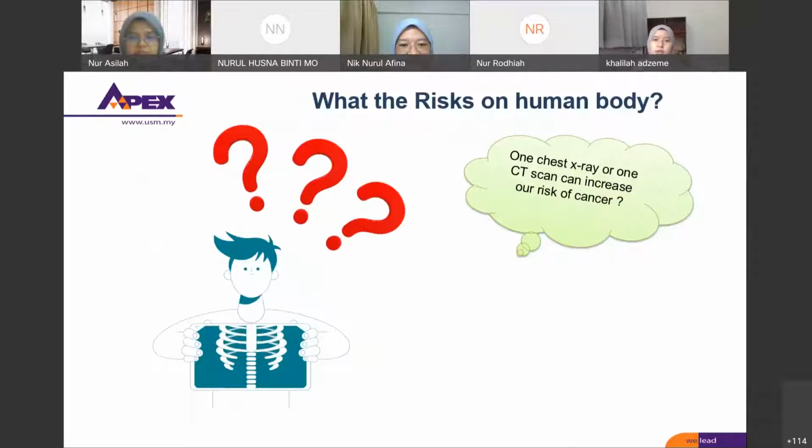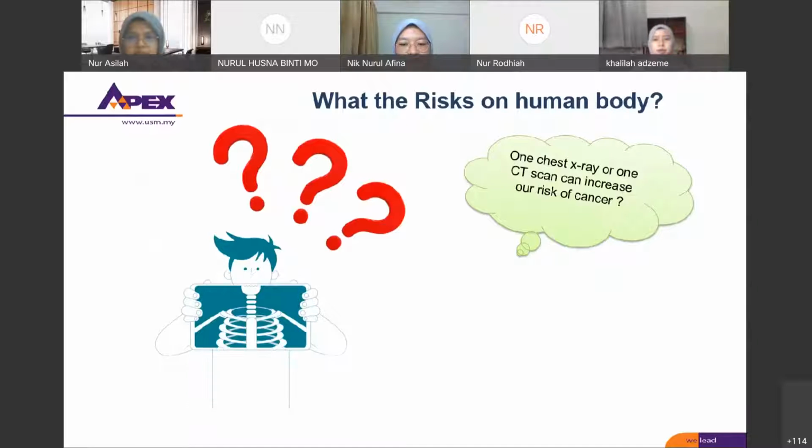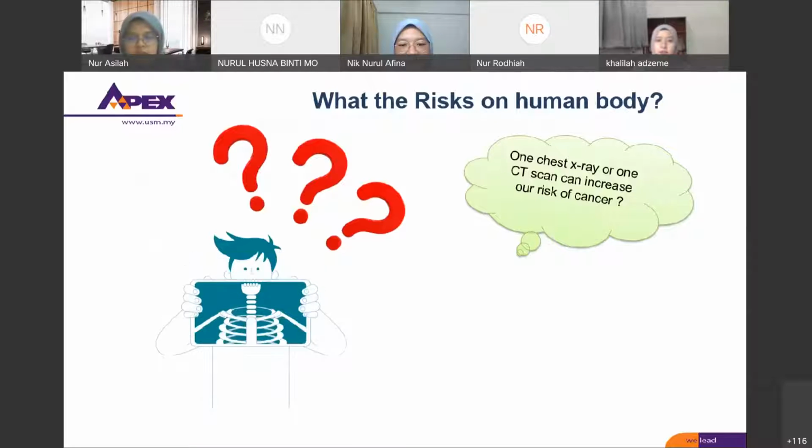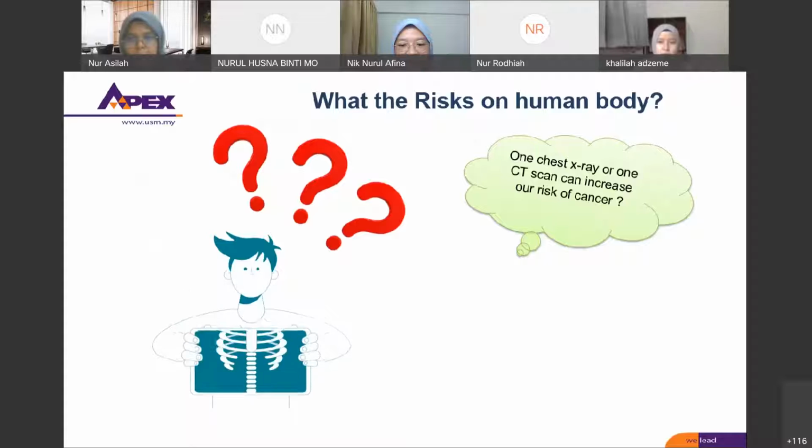Okay, so what is the risk of radiation to the human body? Typically, when we talk about radiation, we always relate it to cancer. So I would like to ask you guys, does one chest X-ray or one CT scan increase our risk of cancer? What do you guys think?